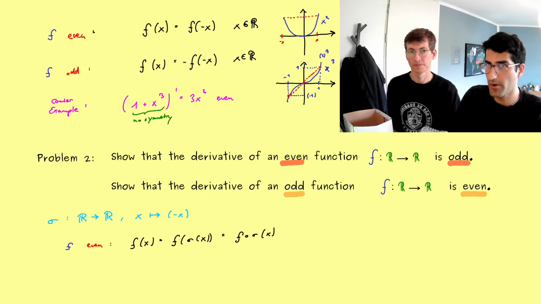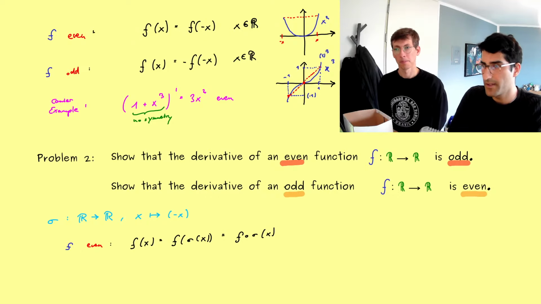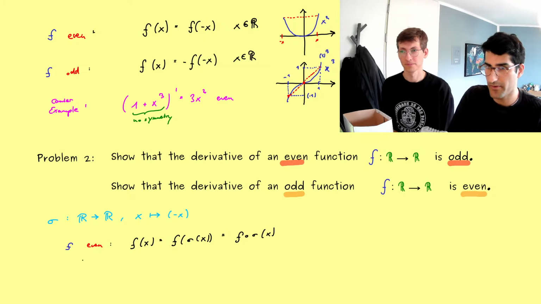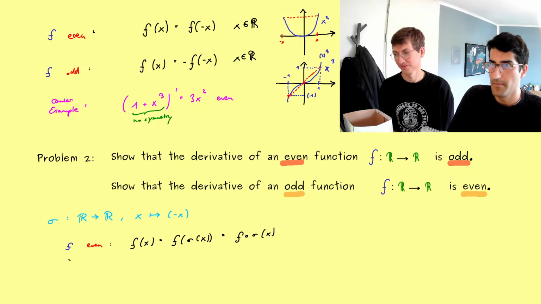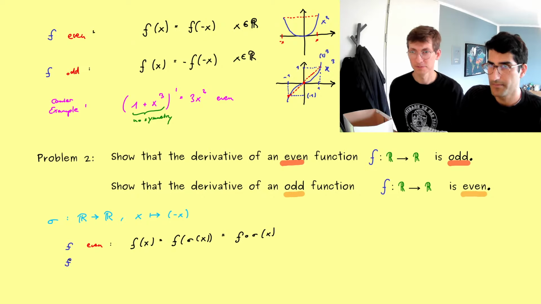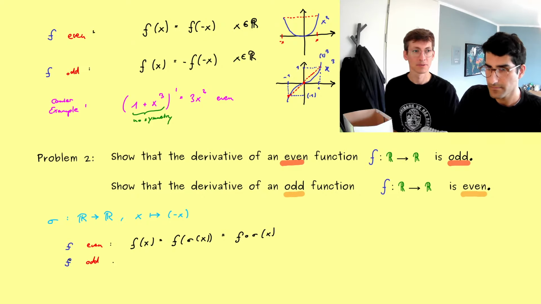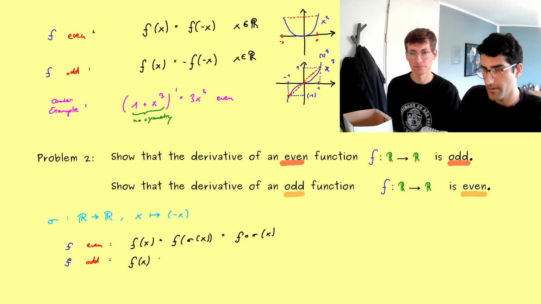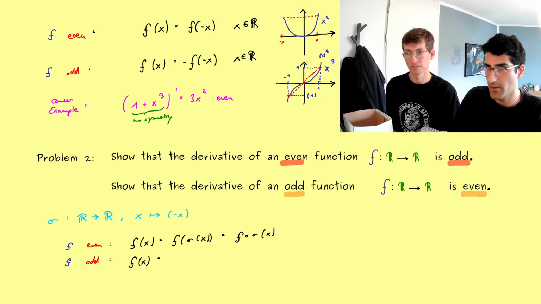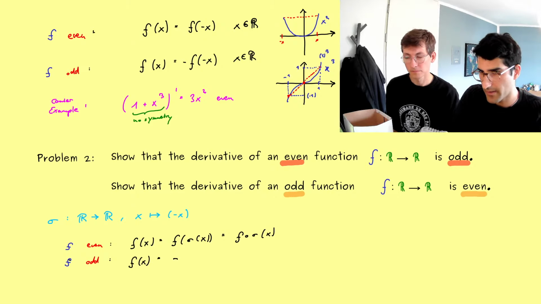So let's do the same for odd, because each of our statements involves even and odd as a term. So f is odd. Here it looks a bit different. Here we have f of x, and then we have a minus outside and inside. So we can just write it as sigma after f after sigma of x.